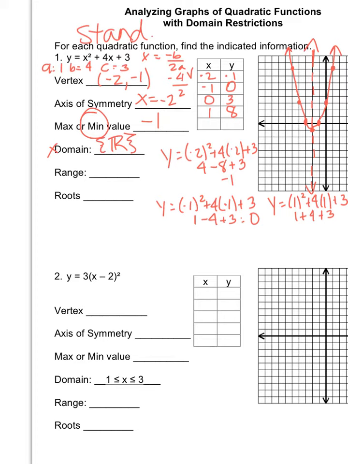Okay, so let's look at the range. If you look at your y-axis, notice the smallest value is -1, and it's everything above it. So y would be greater than or equal to -1. The roots are your x-intercepts. So it crosses the x at -1 and -3. So -1 and -3 would be your roots.